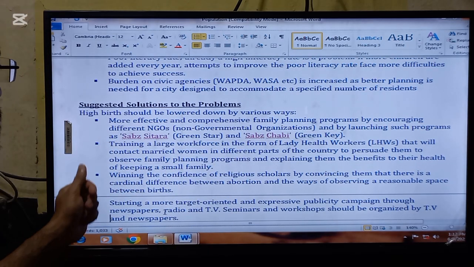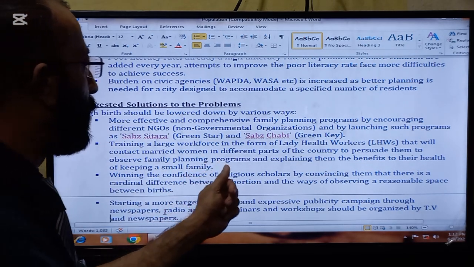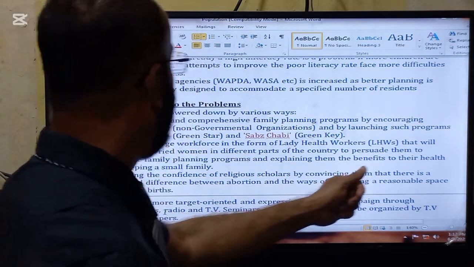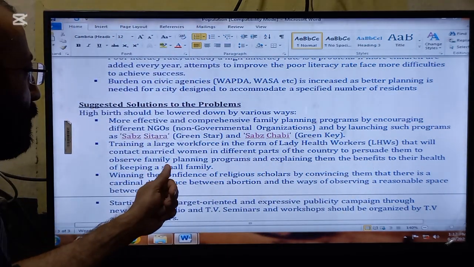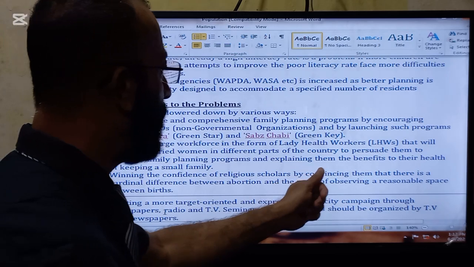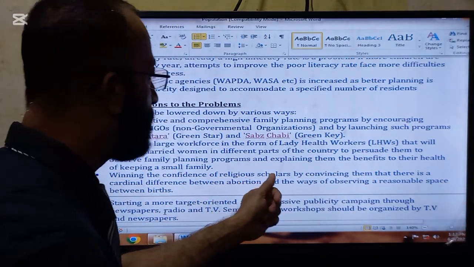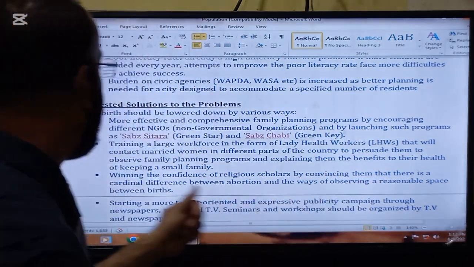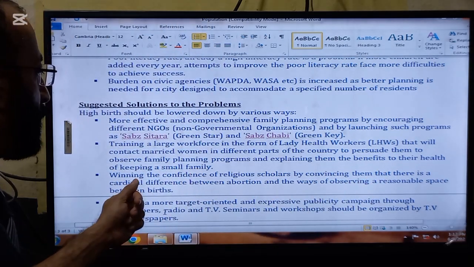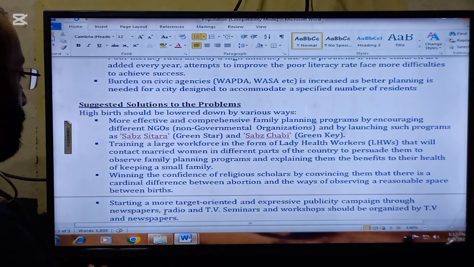Next way can be training a large workforce in the form of lady health workers that will contact married women in different parts of the country to persuade them to observe family planning programs and explain to them the benefits to their health of keeping a small family. So this is another way.